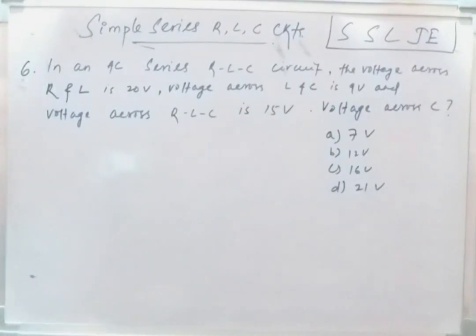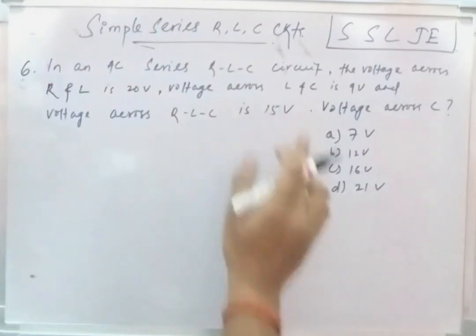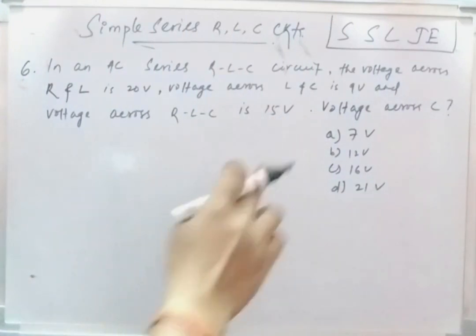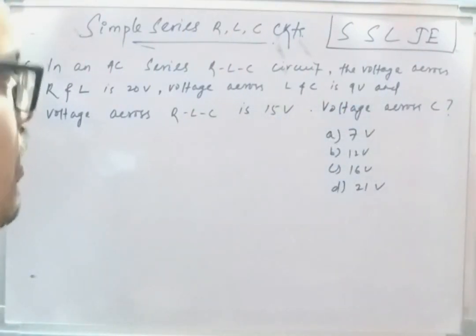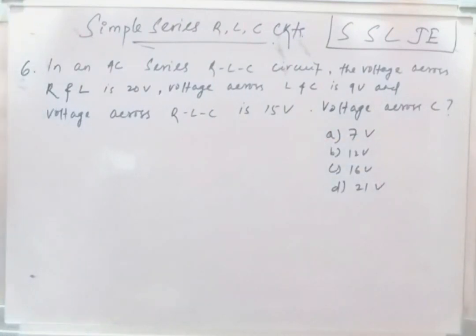Our sixth question is: in an AC series RLC circuit, the voltage across R and L is 20 volt, the voltage across L and C is 9 volt, and the voltage across R and C is 15 volt. So find the voltage across C. Options are A equals 7 volt, B equals 12 volt, C equals 16 volt, and D equals 21 volt.